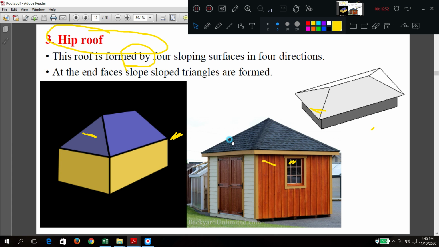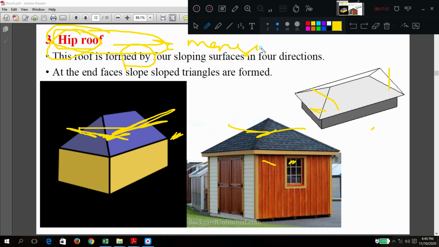If this is broken in four directions, it will become mansard. So I will repeat here. Hip roof, if it is broken like this, the slopes broken further two times, this hip roof will become mansard roof. I will show it in the diagram.